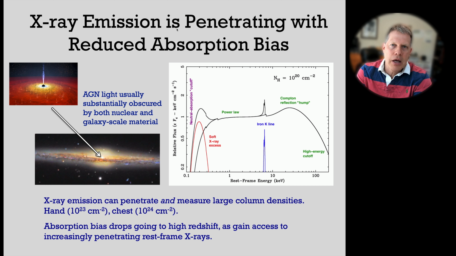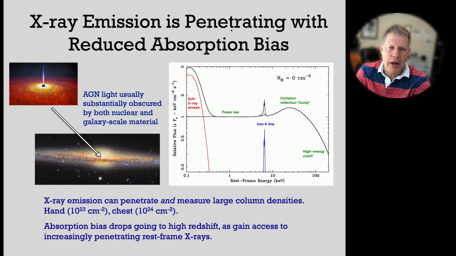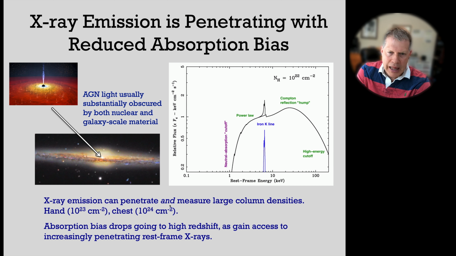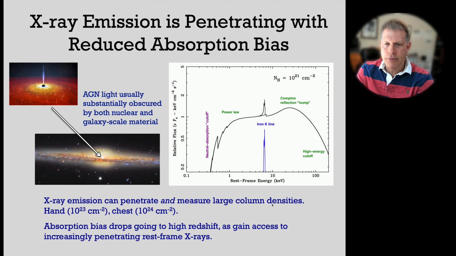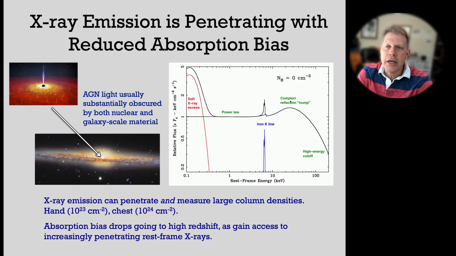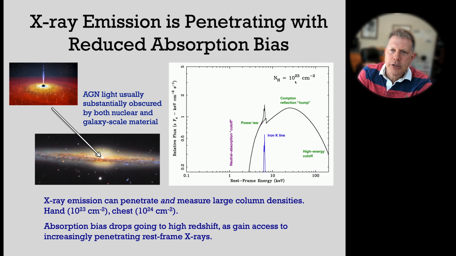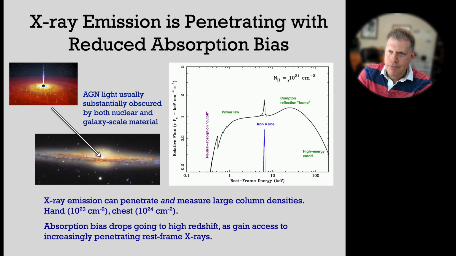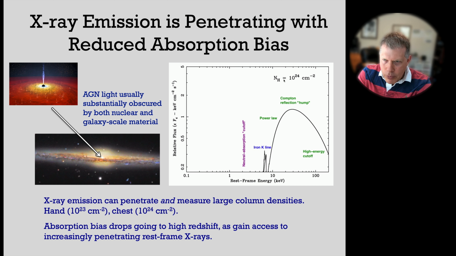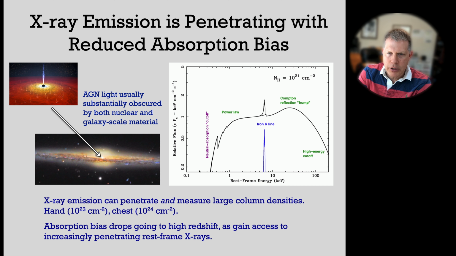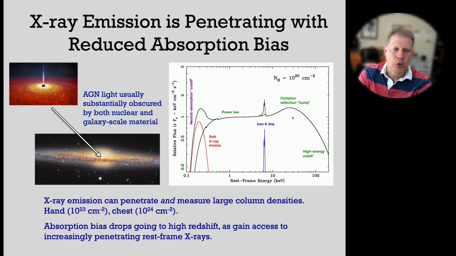Thankfully, X-ray emission is a very penetrating form of radiation that can penetrate through, and not only penetrate through, but also allow measurement of the amount of absorption that is there, the column densities that are present. That's shown in this little movie here, where I show a typical AGN spectral energy distribution with no absorption, labeled as 0, and then I add varying amounts of absorption, 10^20, 10^21, 22, 23, 24. And this is the general absorption effect. The low energy X-rays are heavily absorbed. The high energy X-rays are not so absorbed.